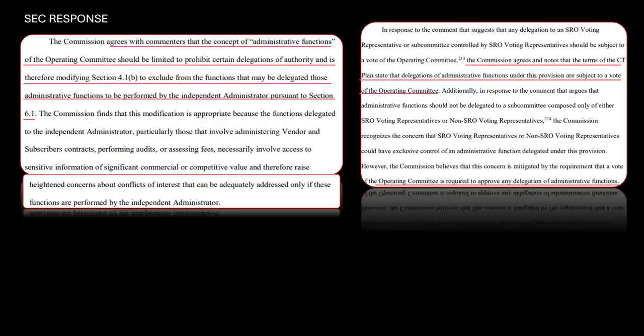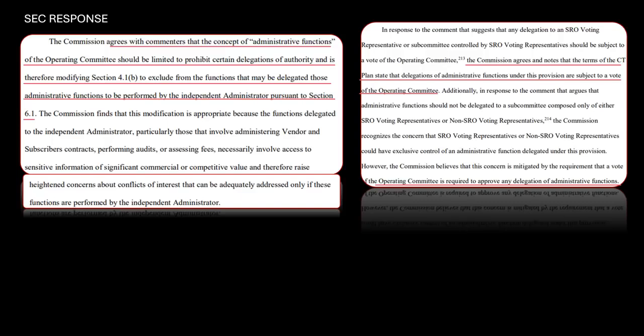Now, the SEC response to this, they agree. The SEC agrees with commenter that the concept of administrative functions of the operating committee should be limited to prohibit certain delegations of authority and is therefore modifying Section 4.1b to exclude from the functions that may be delegated those administrative functions to be performed by the independent administrator pursuant to Section 6.1.